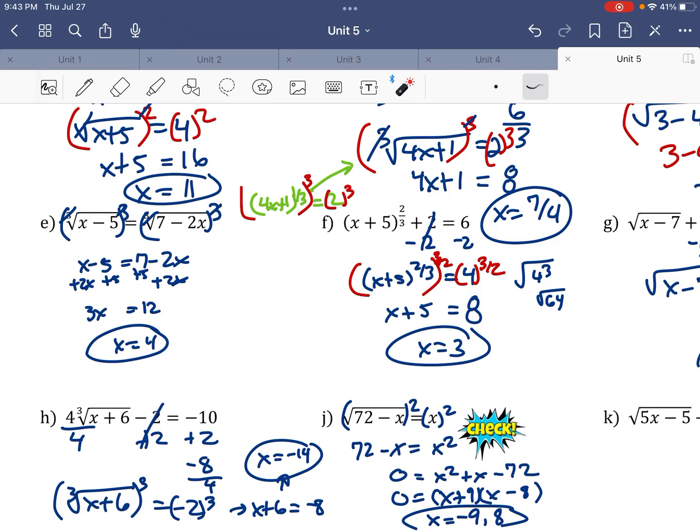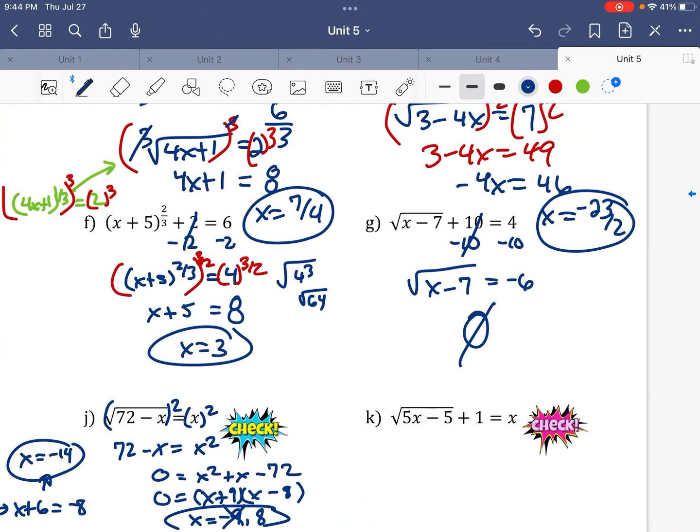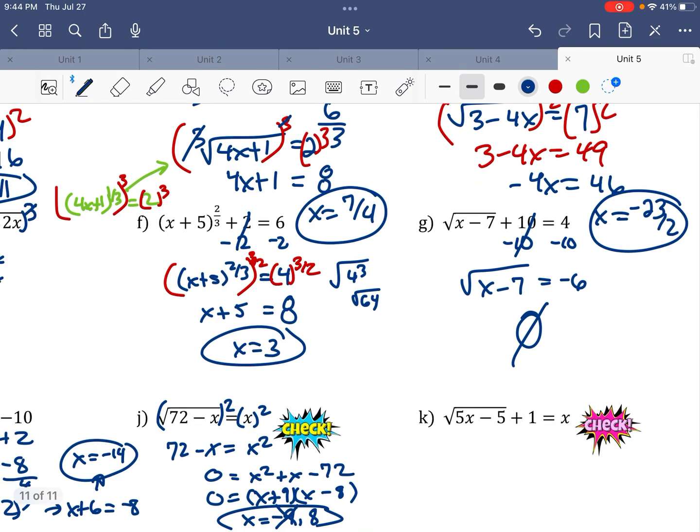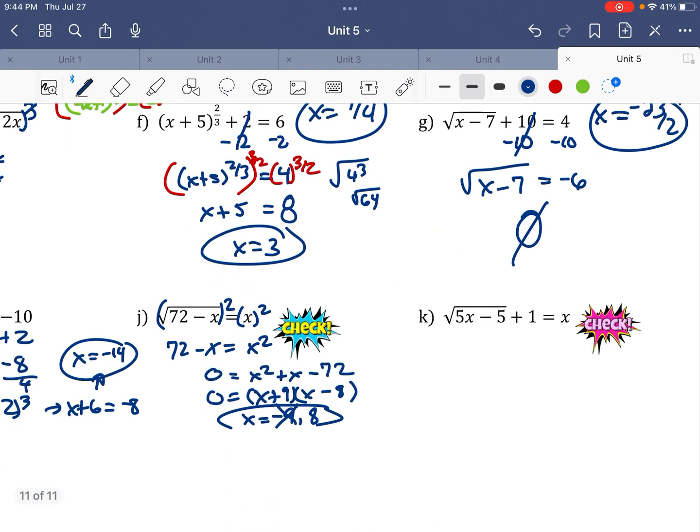Whenever you go and you get two answers like this, you want to check to make sure they're both okay. So think about it. You have a square root equaling, and this one says it's going to equal a negative 9. You know a square root will never be negative. That answer is no good. But 8 is okay. 72 minus 8 is 64. The square root of 64 is 8. But that negative right there, sometimes the negatives are okay because it works itself out, but negative 9 is an extraneous solution, so you can't keep it.